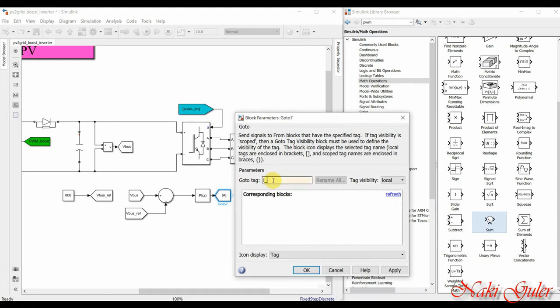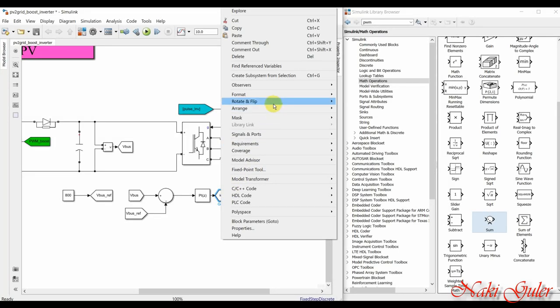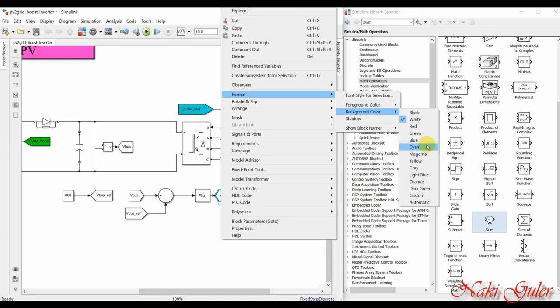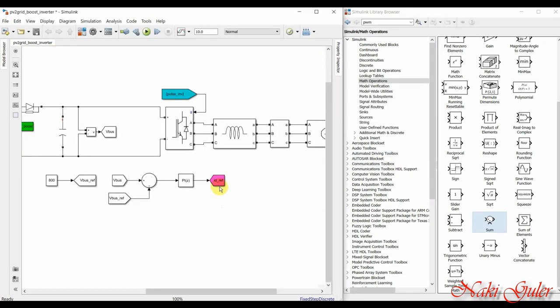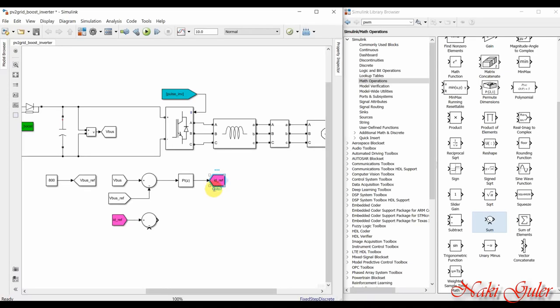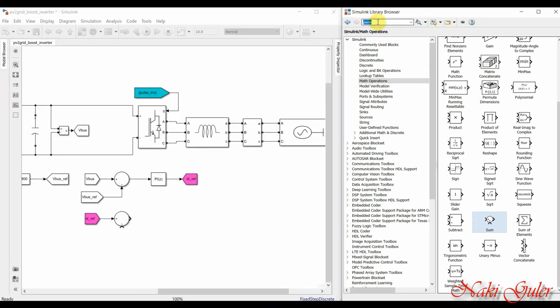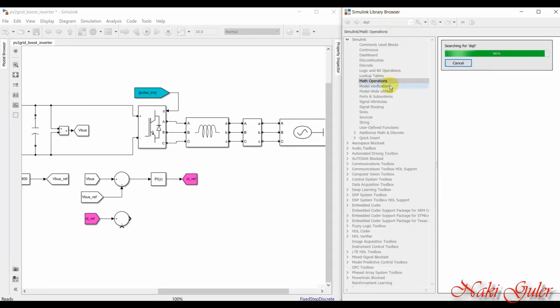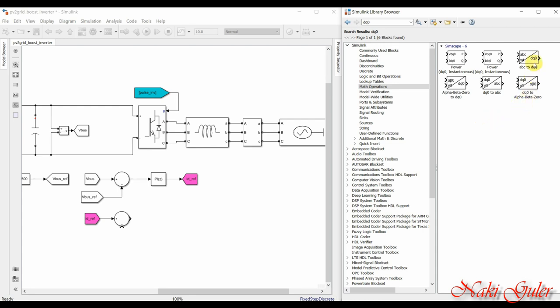Its name is ID ref. Okay, I want to change its color. Now we have a reference current. We should put a controller to track this one, and this is our reference, and also we need the measured current. But this current is an AC waveform, and we generate this one as a DC waveform. So we need a DQ0 transform, ABC to DQ.